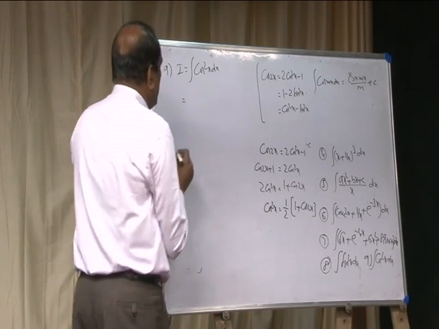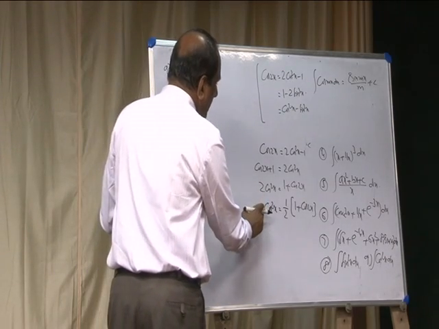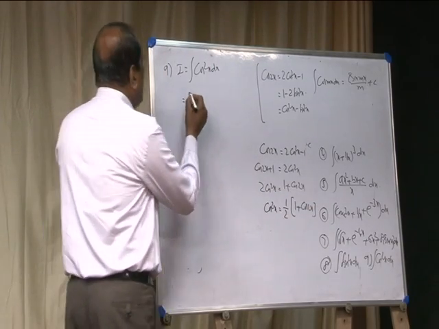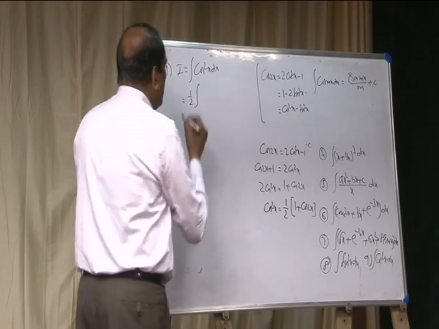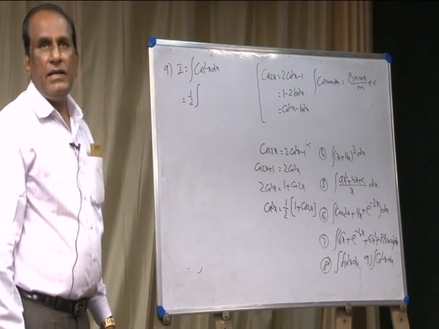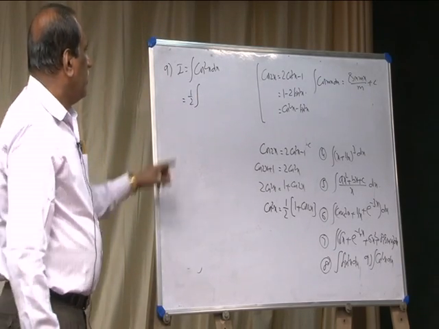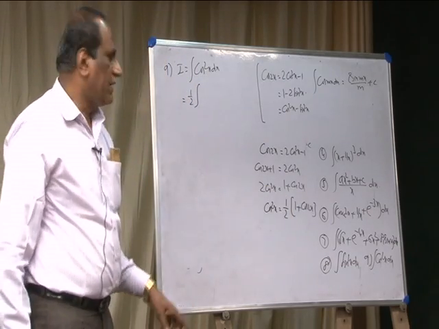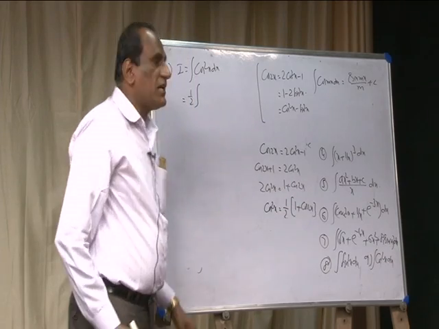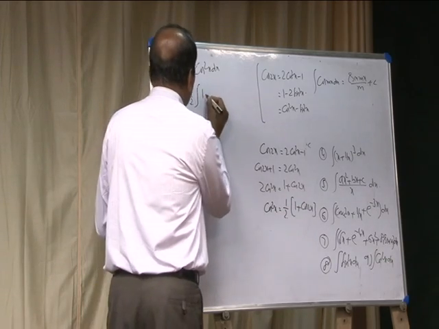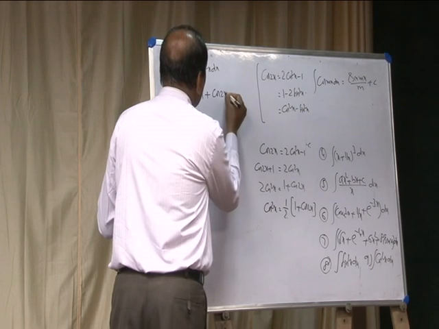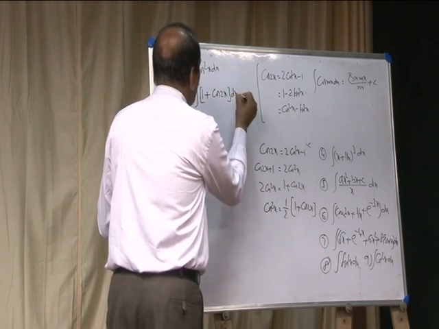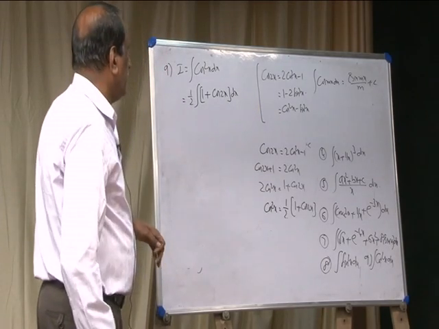Now, I is equal to, how to write cos square x? Half into 1 plus cos 2x. Half is a constant, write it outside the integral sign. What is cos square x? Half into the bracket. What is there in the bracket? 1 plus cos 2x is there, into dx, that is the variable of integration.